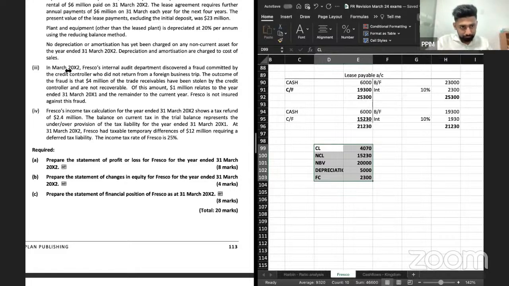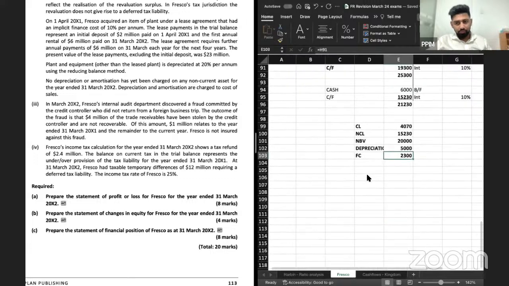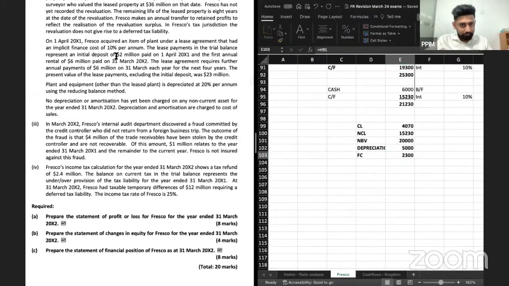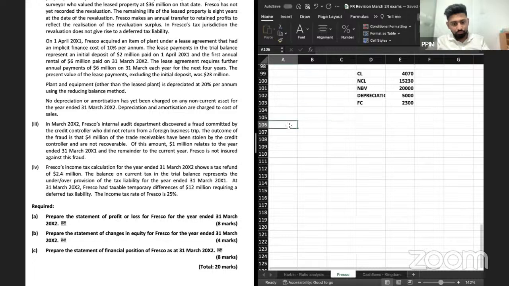Super. So there you go. That's also done. Plant and equipment other than the leased plant is depreciated at 20% per annum using the reducing balance method. So there you go. Working number 4. Depreciation for other plant.